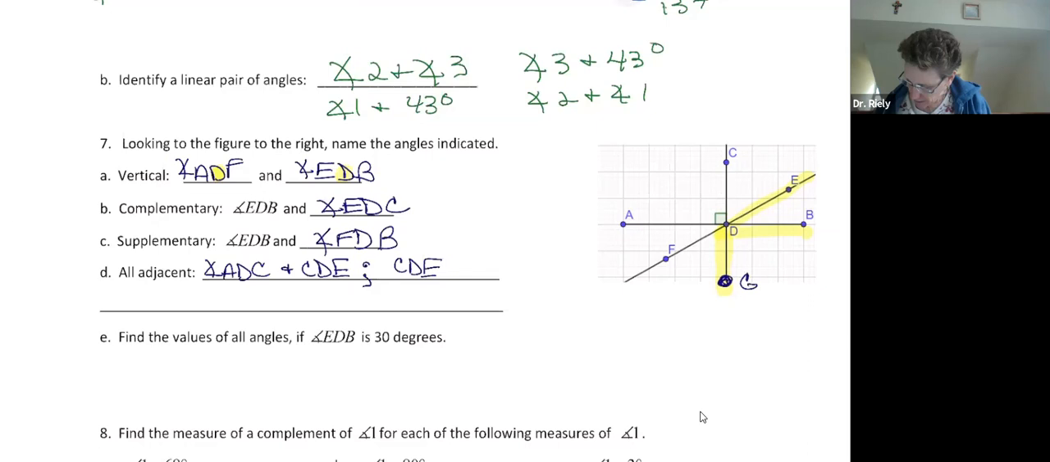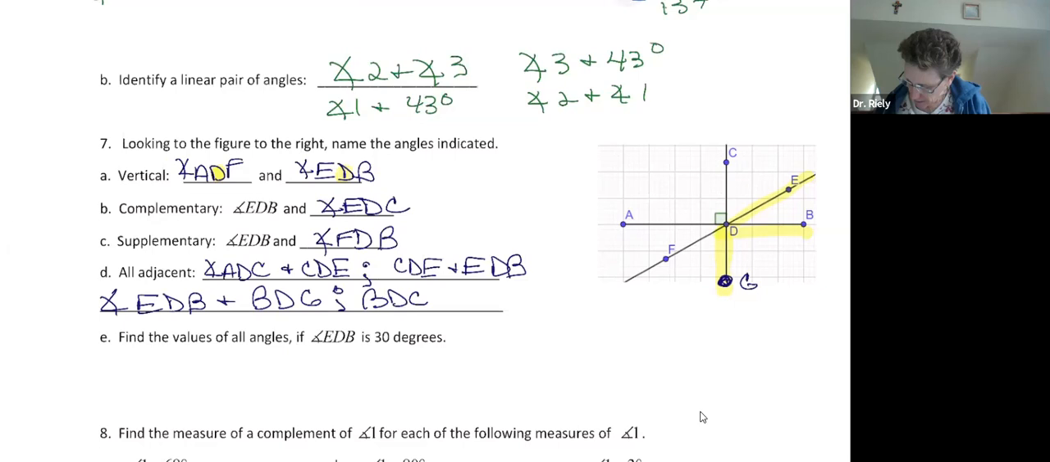Okay, so what's that adjacent to? CDE is adjacent to EDB. And then we have EDB. EDB is adjacent to BDG. Keep going.